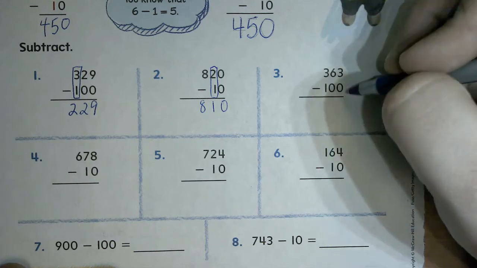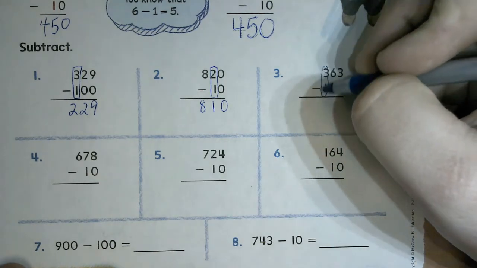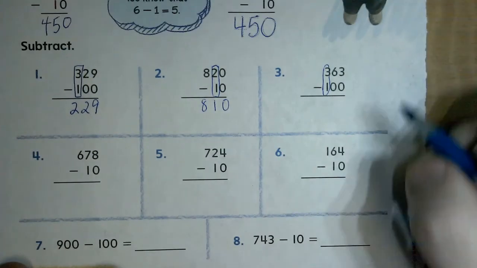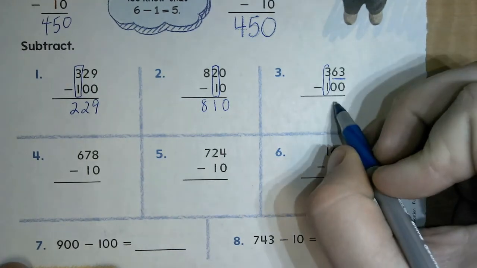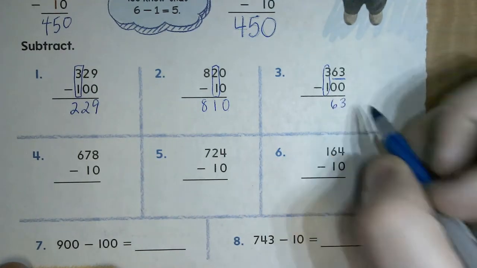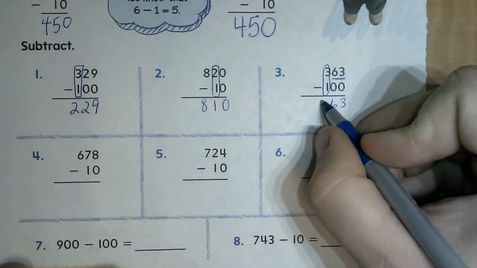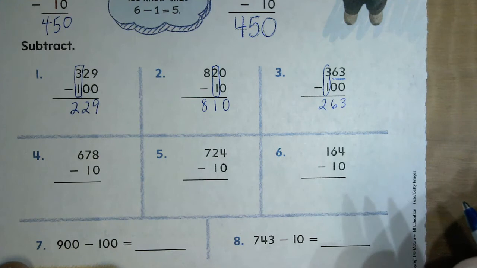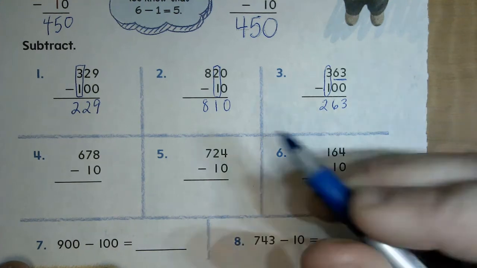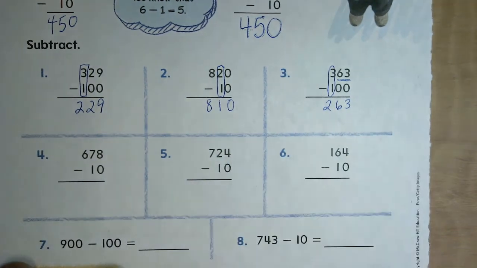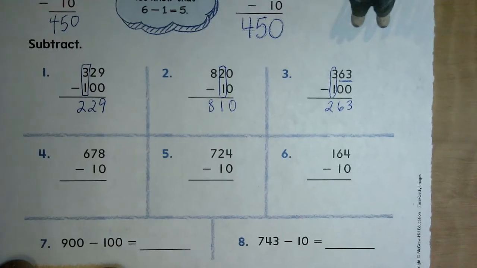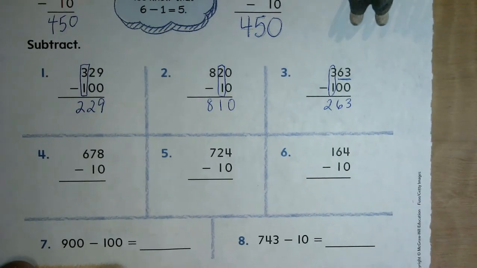For number 3, I'm going to look and go, what place value is going to change? Well, it's my 100's place, which means that my first two place values are just going to come straight down right where they were. 3 minus 1. Well, if I have 3 and take 1 away, I've got 2. So my answer is 263. Will you try numbers 4, 5, and 6 on your own now? Go ahead and pause the video and do 4, 5, and 6.